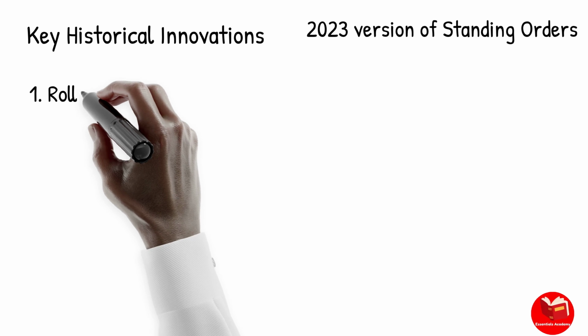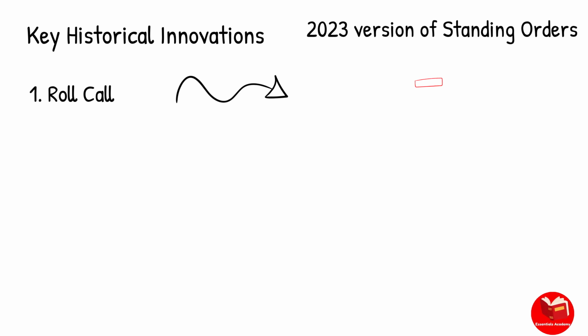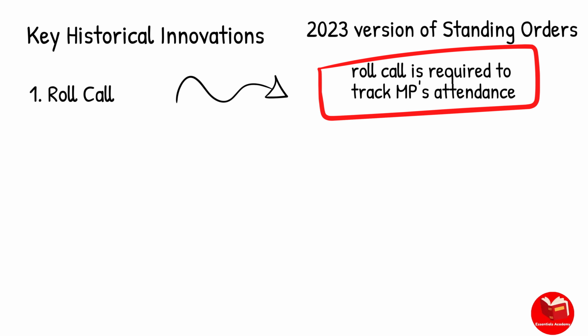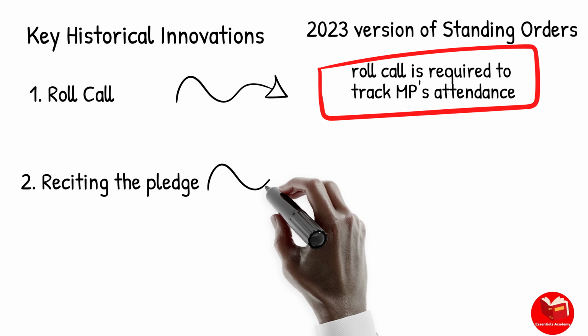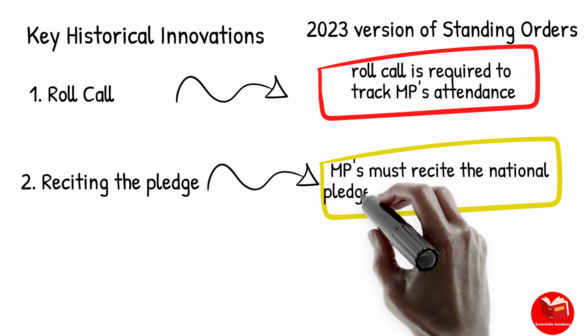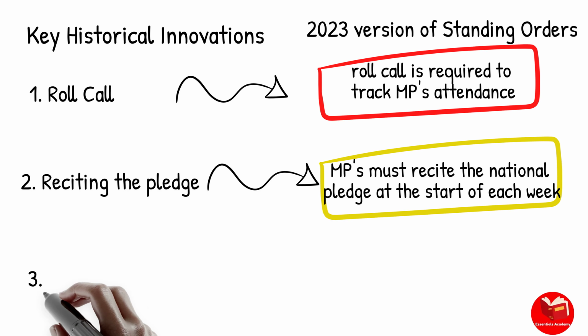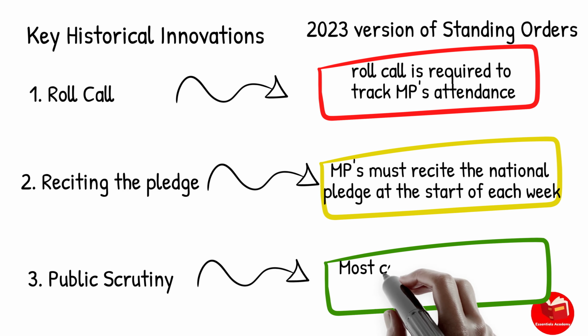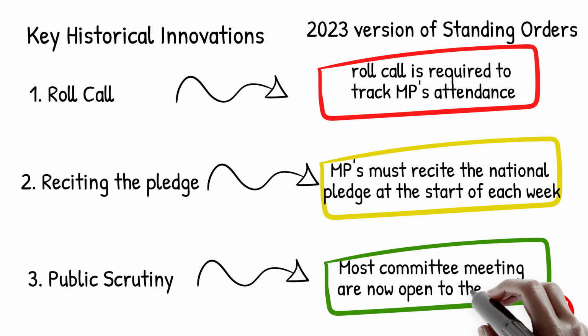1. Roll call. For the first time in history, a formal roll call is required to track MP attendance. 2. Reciting the pledge. MPs must now recite the national pledge at the start of each week. 3. Public scrutiny. Most committee meetings are now open to the public by default, a major shift from the closed-door tradition of the past.